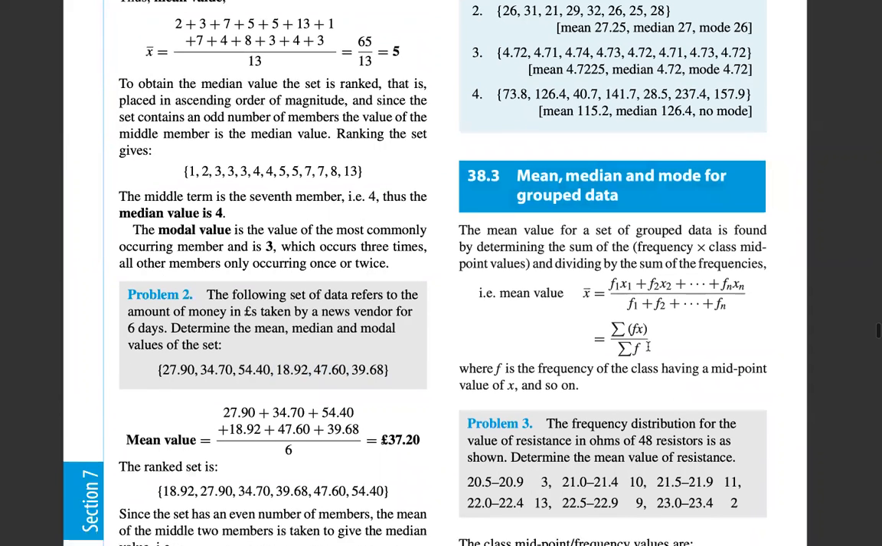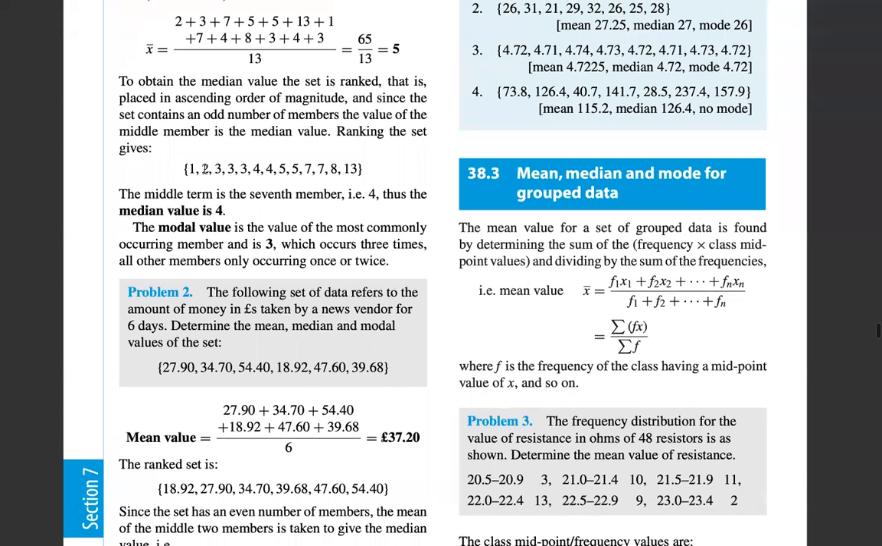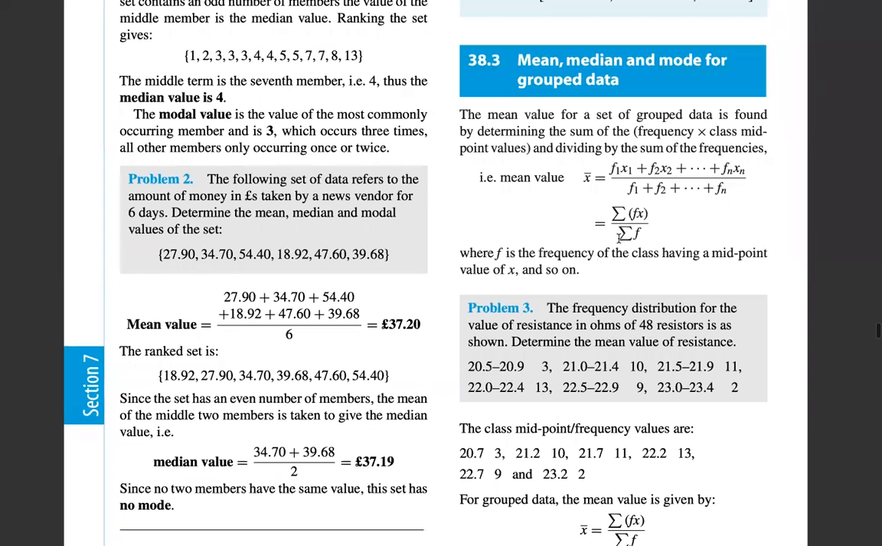For grouped data, it is a little bit different. What we do is multiply by the frequency, because with grouped data you don't have the original data. Remember from before, you have it grouped together in a frequency distribution, with different groupings and a frequency for each grouping. You don't know what the actual values are, so you have to guess. The guess is to use the midpoint of the bar and multiply by the frequency. That's why this fx thing is happening.